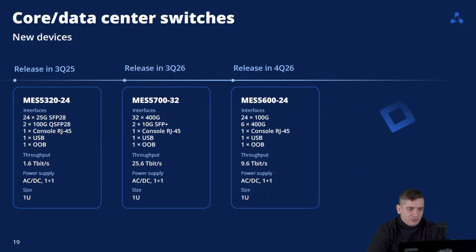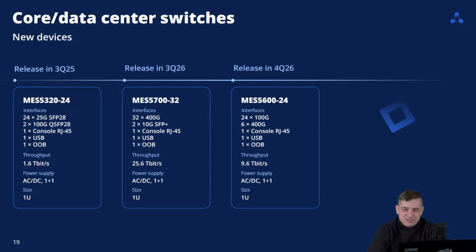So in the core and data center switches segment, we are expecting a new model in the third quarter, another one in the third quarter of 26, and the last in the fourth quarter of 26. As you see, these switches have much more huge productivity. The MES 570032 reaches almost 30 terabit per second throughput.